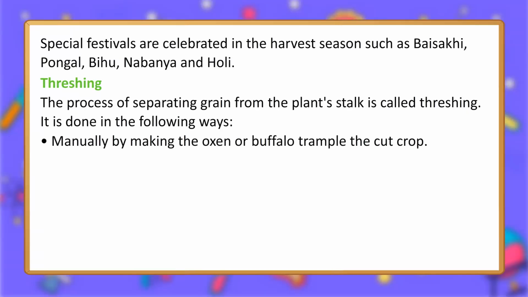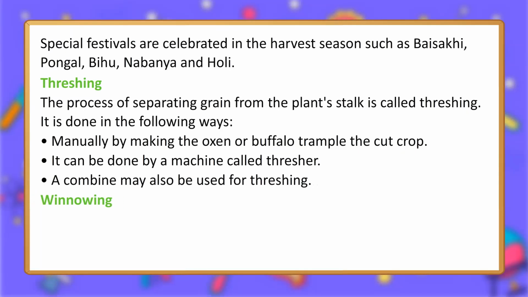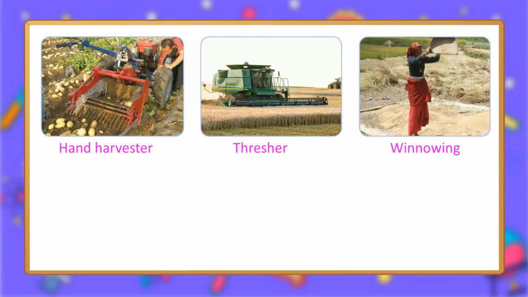Manually by making the oxen or buffalo trample the cut crop. It can be done by a machine called thresher. A combine may also be used for threshing. Winnowing. The process of separating the grain from the chaff is called winnowing. Winnowing is done with the help of the wind. Wind carries the particles leaving behind the grain.